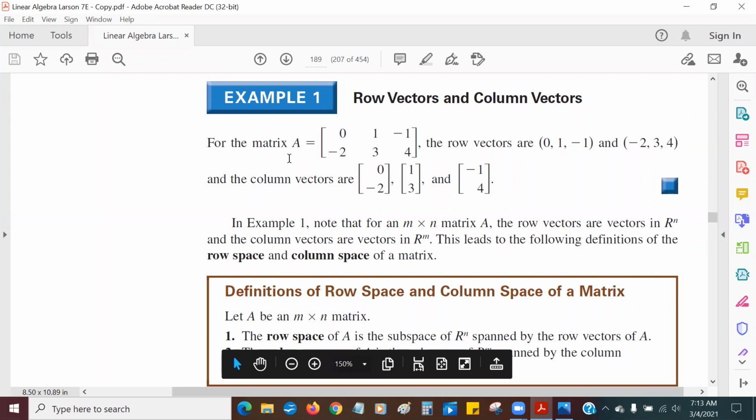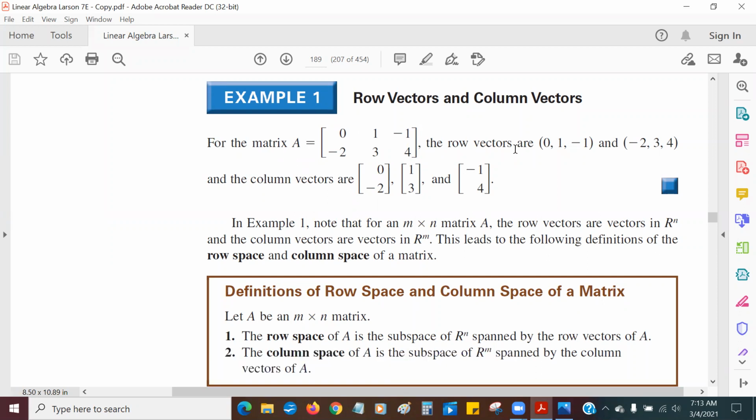Let's say A is a 2 by 3 matrix, meaning 2 rows, 3 columns. So the row vectors are 1, 0, 1, -1, because I just took off the top row. And the second row vector is -2, 3, 4, which is basically the bottom row. The column vectors are 0, -2, 1, 3, and -1, 4, because again, I just took the 3 columns. So notice that there are 2 row vectors, so my row space is coming from these two, and my column space is going to come from these 3 columns.